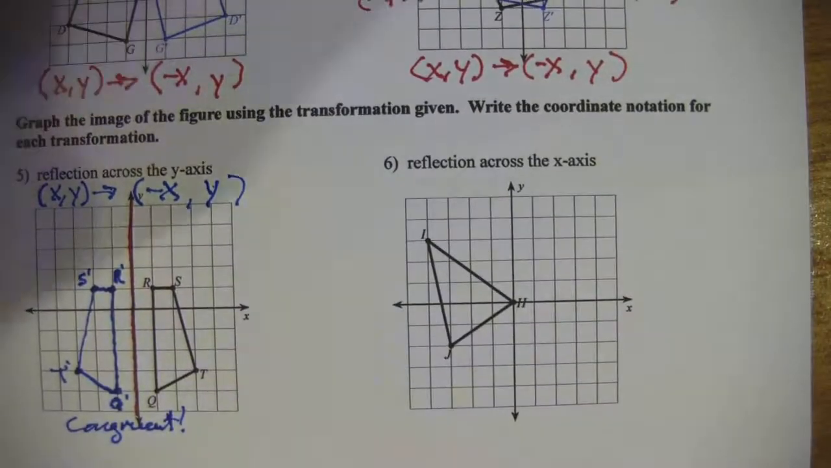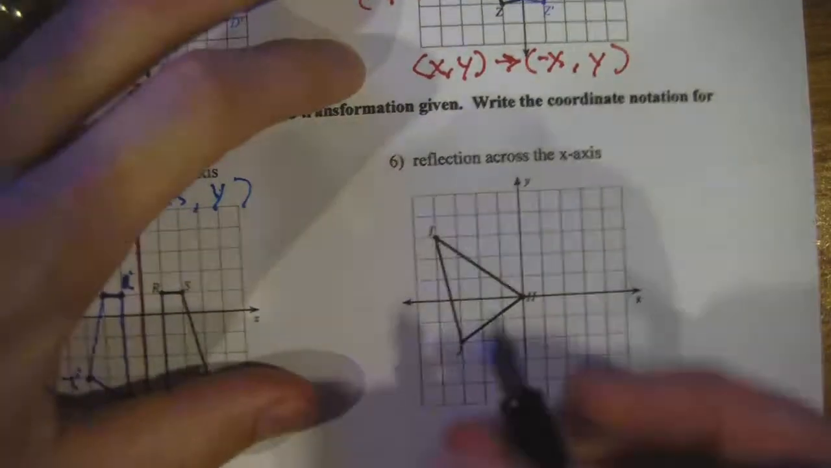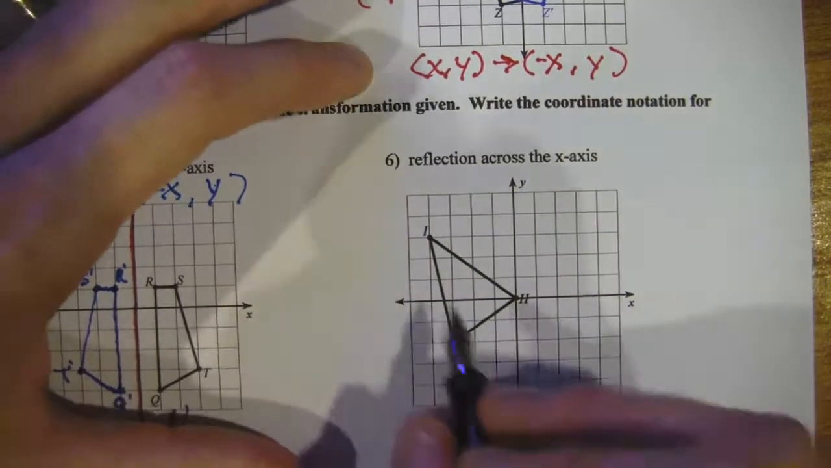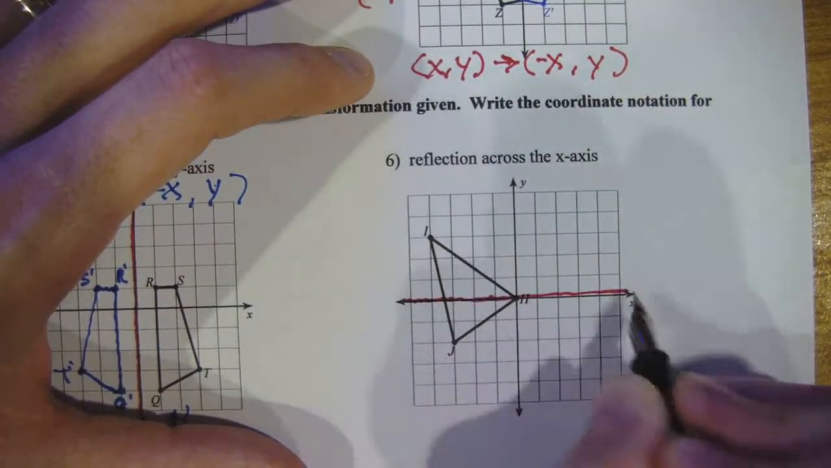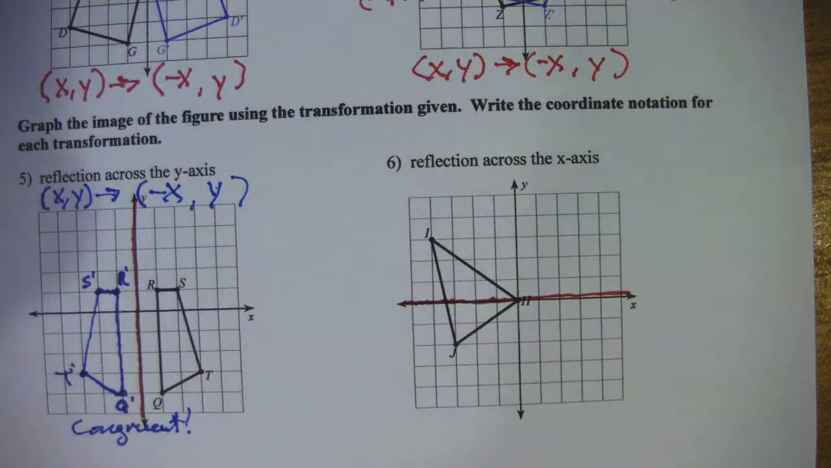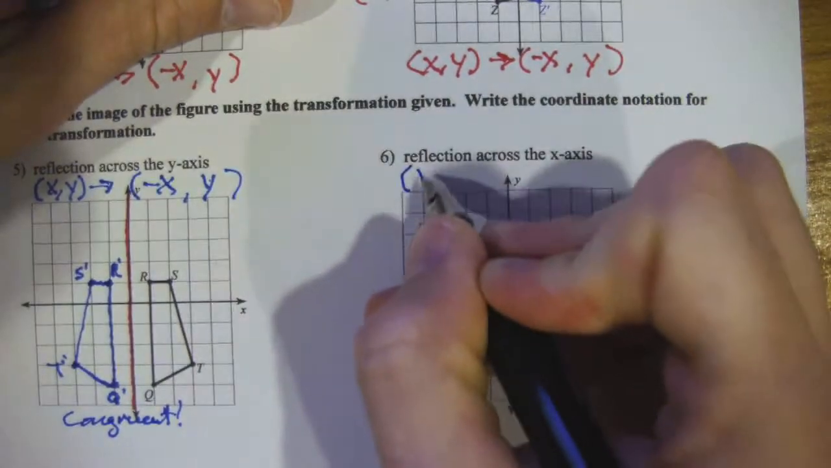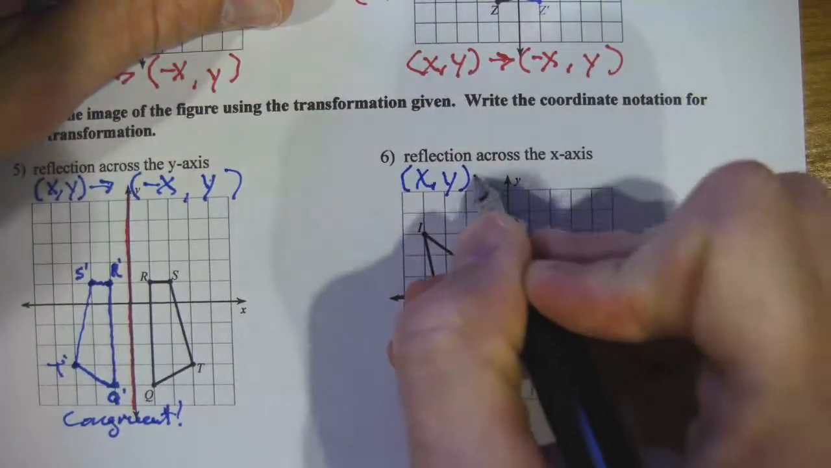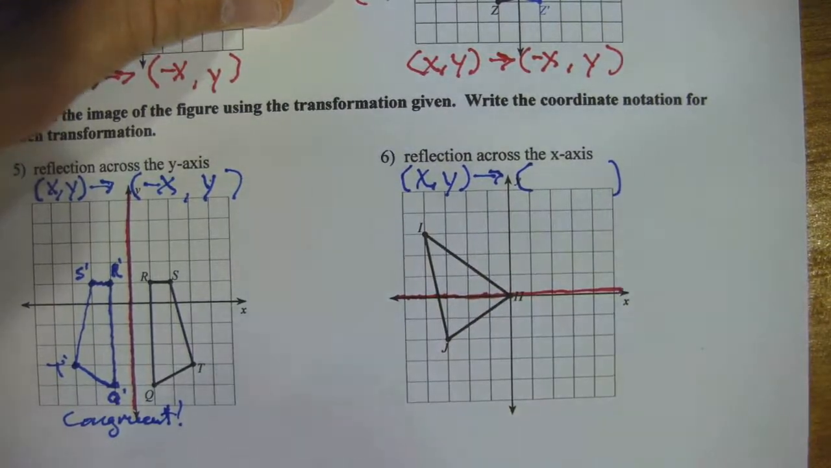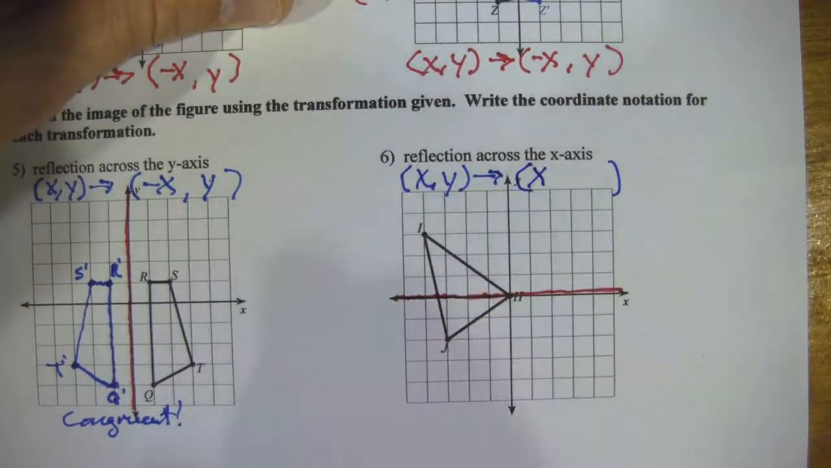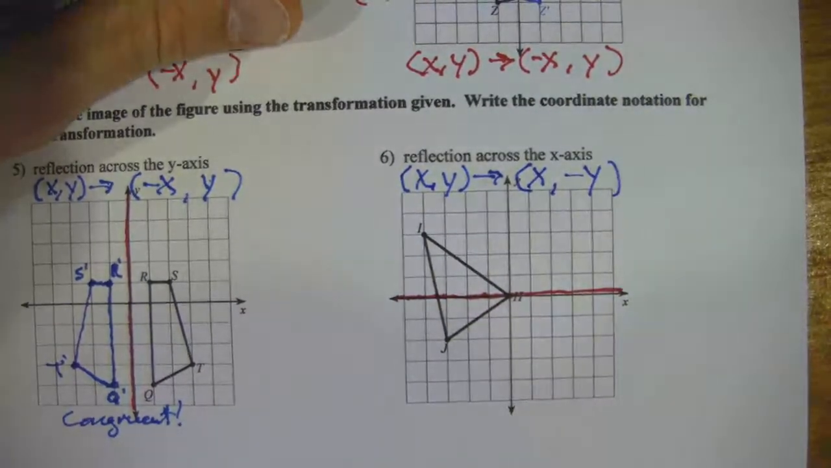This time we're going to go across the x-axis, so I'm going to make that a little bit darker. If that helps you as well, to make it darker just so that you can see what you're doing, that's fine. You certainly don't have to. Let's write out the coordinate notation. So again, we start with our x's and our y's, whatever they are. When we go across the x-axis, however, the x coordinates stay the same. The y's become opposites.